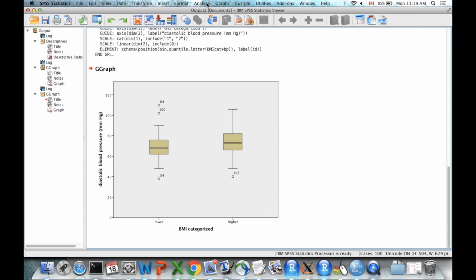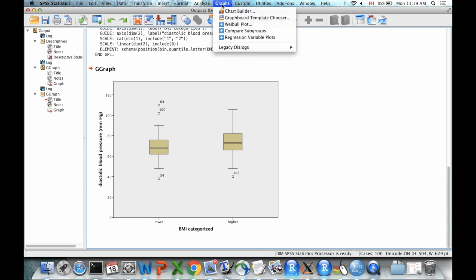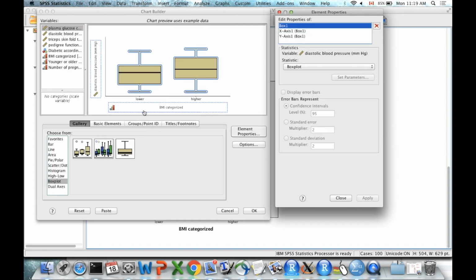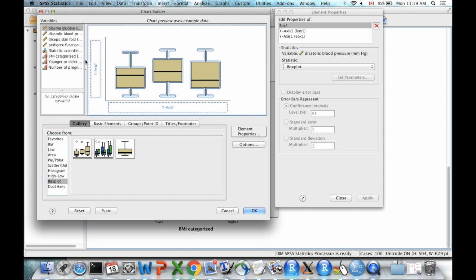And one last thing I'll do is a scatter plot. So if I look at Chart Builder again, I'm just going to get rid of my variables.